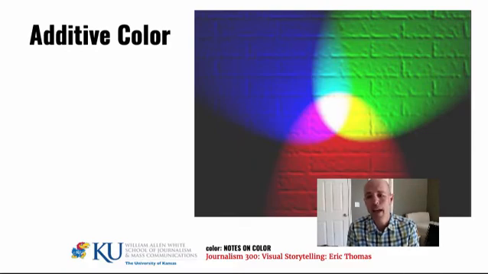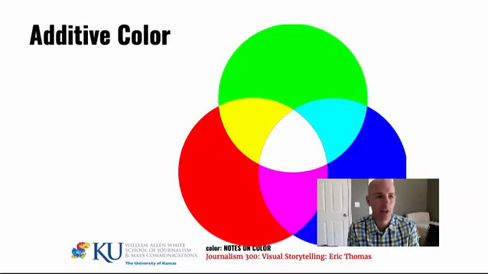So that is what happens when we overlap projected light colors. This can be shown in a color wheel like this, or it can be shown as an image like I did right there. So put a line in your notes. That is additive color. Additive color is light projected, right?